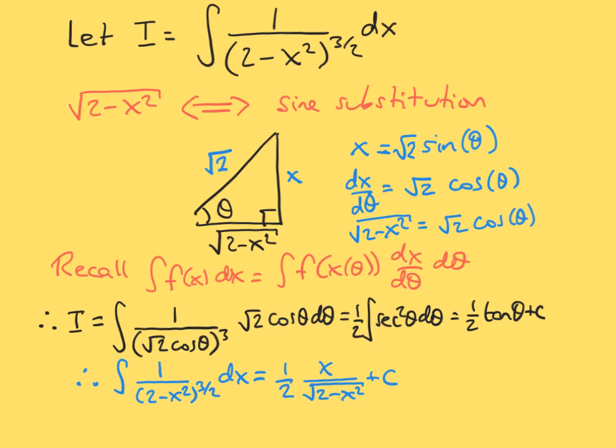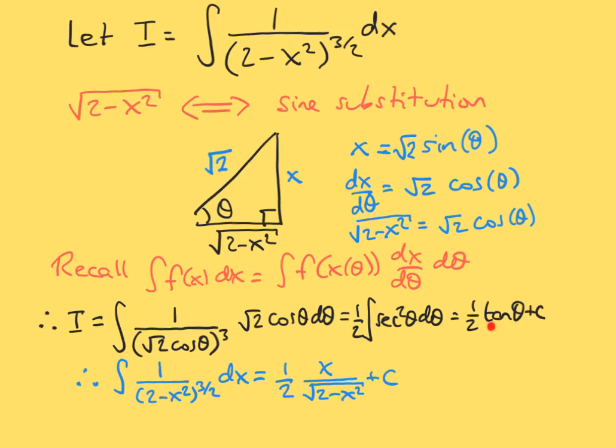Here we have cosine over cosine cubed. That is 1 over cosine squared, or secant squared. And we hopefully remember that the derivative of tangent is secant squared, so therefore the integral of secant squared is tangent. So that is our answer for the integral in terms of our new variable.